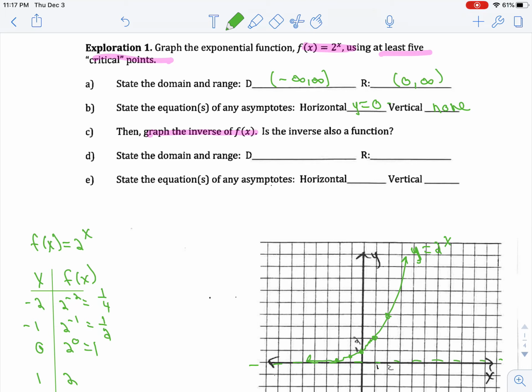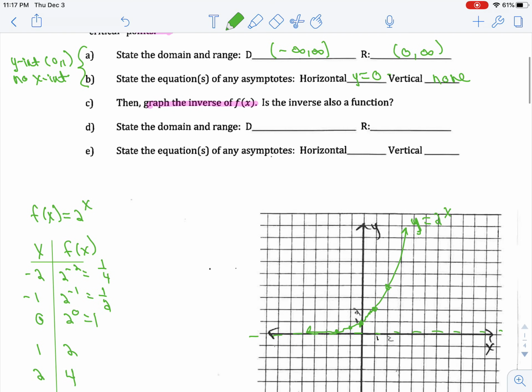Okay. And one of the things that I want you to make note of here is note that this one does have a y-intercept. We just said that the y-intercept is 0, 1. We saw it right here. And notice that it has no x-intercept. Okay, so just a couple of things to make note of.